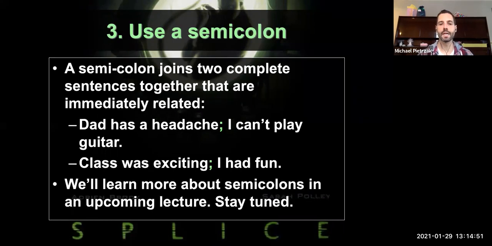A semicolon is, again, here in green, this device right here. It's not a colon, it's not a comma, it's a semicolon. It joins two complete sentences that are immediately related. You can't use this anytime you want. If you have, I like dogs; I'm going to the beach, those two ideas are not related. But if you have two ideas that are logically related, like this one, Dad has a headache; I can't play guitar, you can almost replace that with "therefore," right?